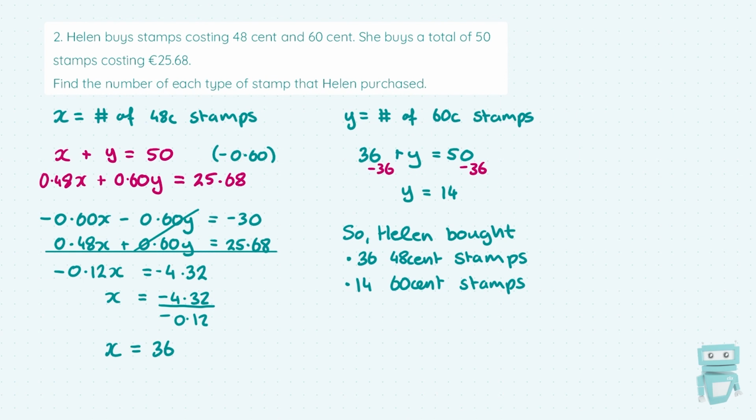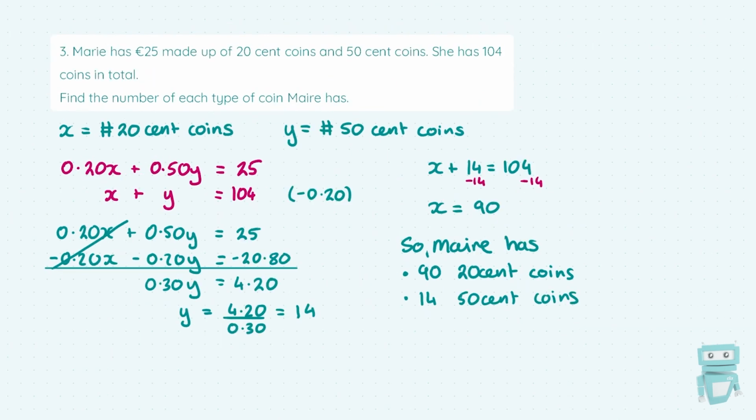We either have to have it all in euros or we have to have it all in cents, one or the other. And in question 3, we're being careful with our units again. We're turning it all into euros and forming our equations then.